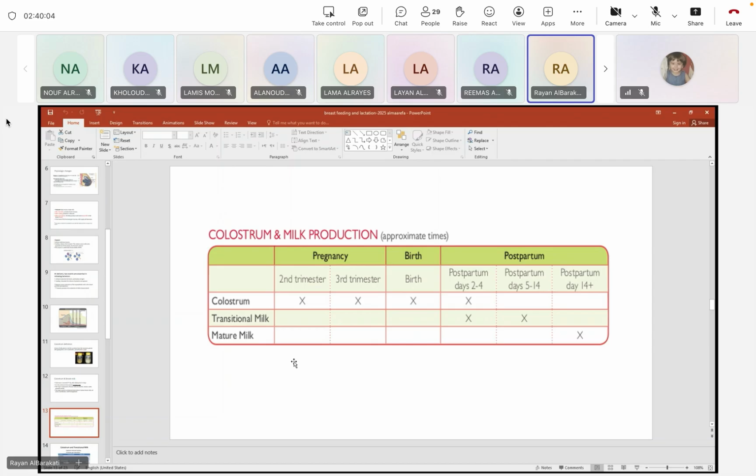Here we can see the period where colostrum is first produced or introduced, and production happens. However, it starts from the second trimester. That's why some drops can happen from the mothers during pregnancy, and it's not a sign of early labor. It's just that the milk glands are full and these are overflow. By birth, up to 2 to 4 days postpartum. Then transition milk will start for 2 weeks. Then the mature milk after the 2 weeks.